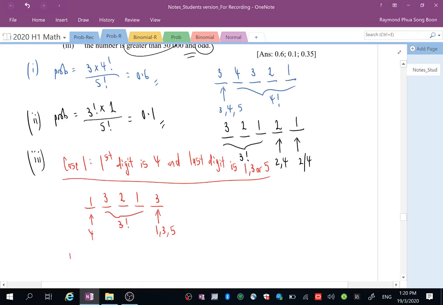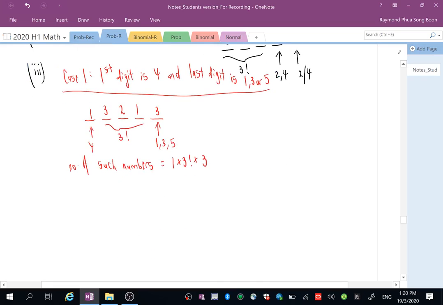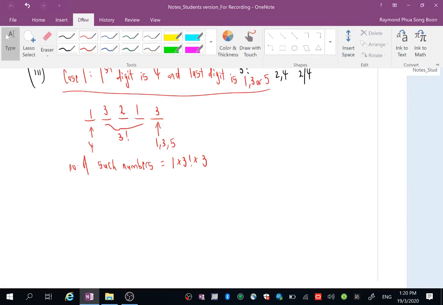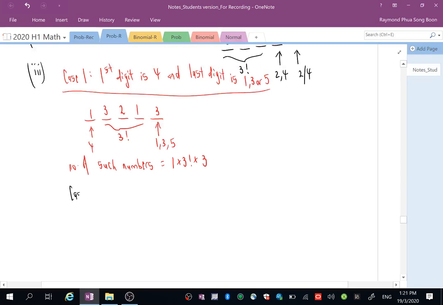So the number of such numbers will be 1 times 3 factorial times 3. Alright? Okay, so that will be for case 1.